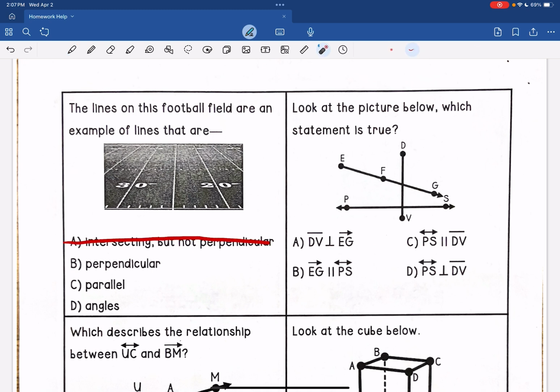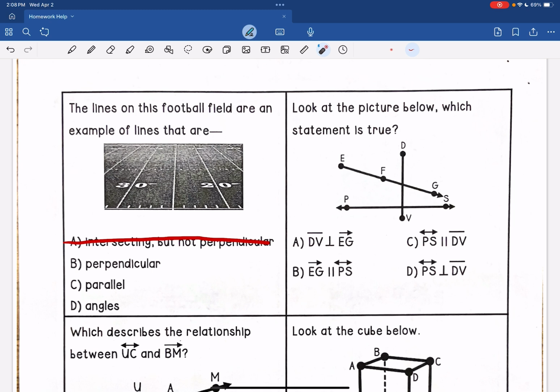What about B? Do I see lines that are perpendicular? Yes. This line and that line are perpendicular. I also see lines that are parallel, this line and this line and this line and this line. These yard lines are parallel. They run the width of the field, and they go in a perfect distance so that they never touch each other. So they are also parallel.